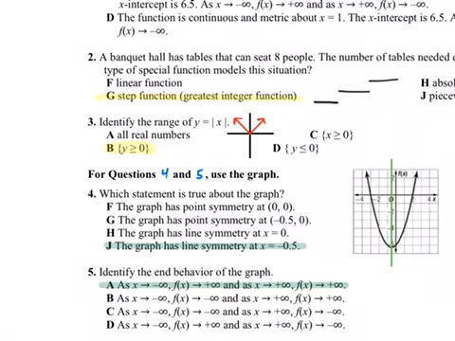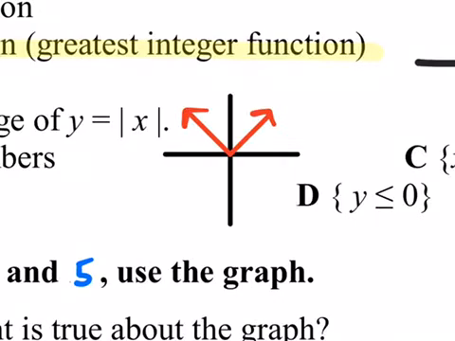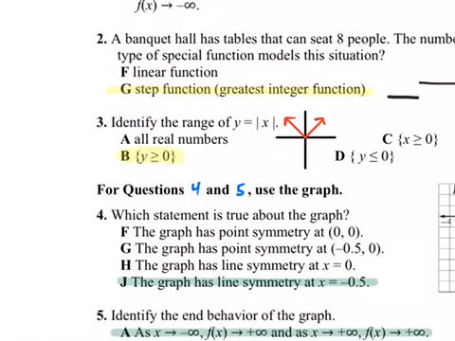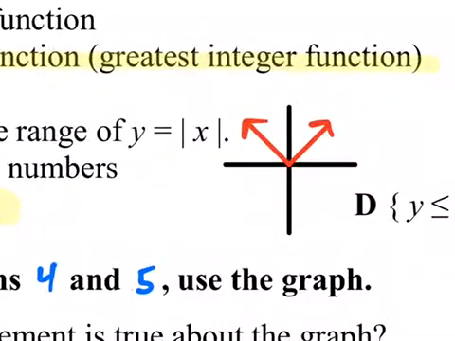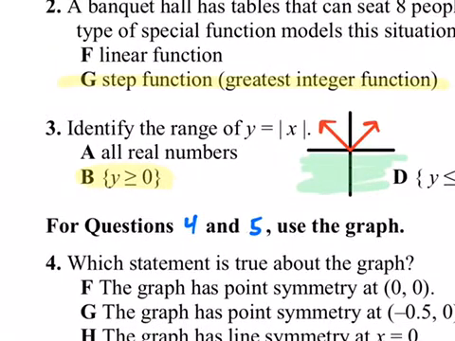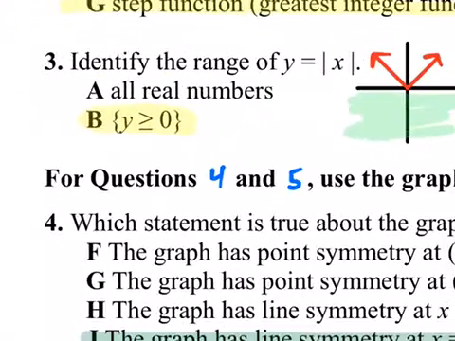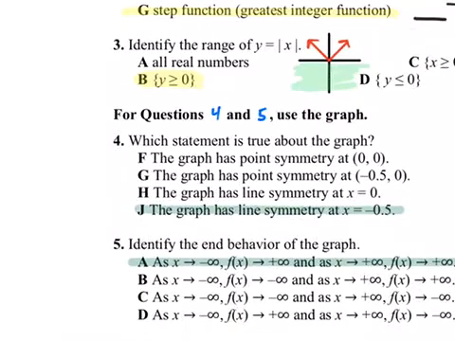Identify the range of y equals the absolute value of x. This is that V-shaped graph. This is what the absolute value of x would look like. The range is all possible y values. So this one here, if you take a look at it, we never reach any negative y values. It stops at the origin. So the range could be described as that all y values must be greater than or equal to 0.